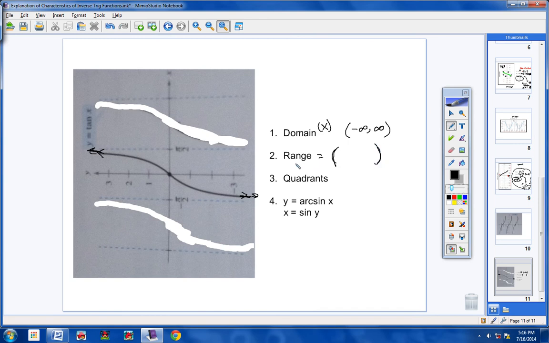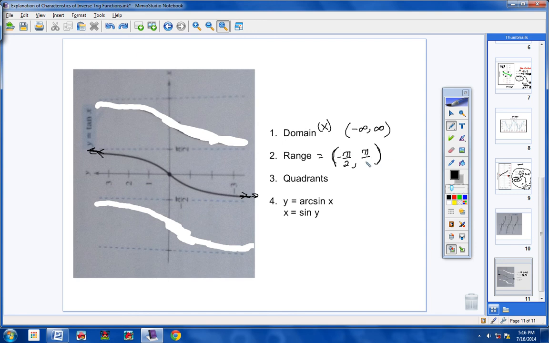And it looks like to me the range would go from negative pi over 2, or negative 90, to pi over 2, or 90 degrees, because the height of the graph is going up to pi over 2, and the depth, or the lowest part of the graph, would be negative pi over 2. So that would be your range.